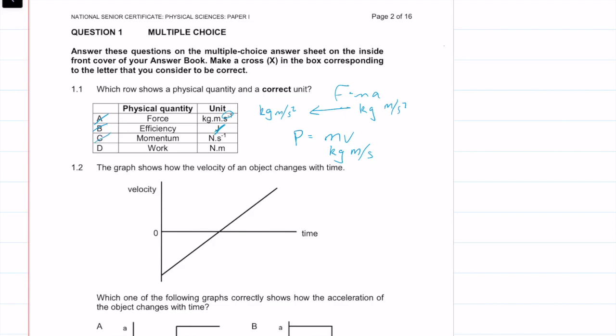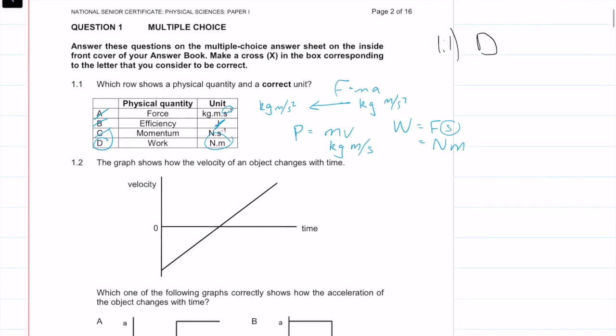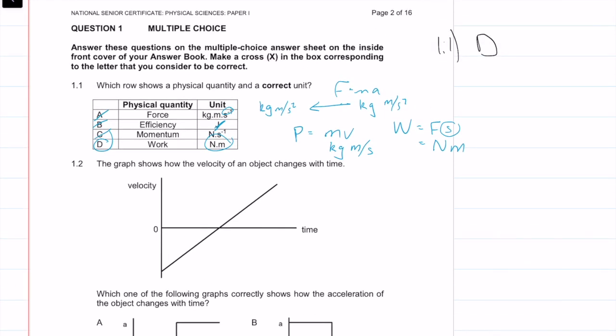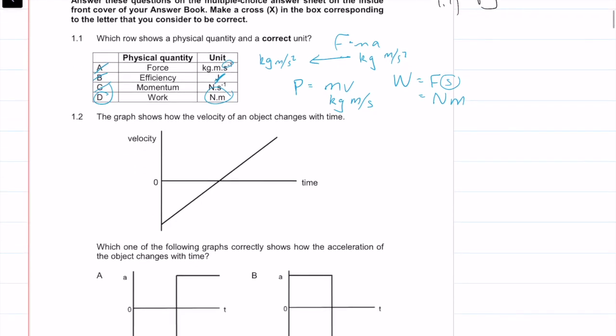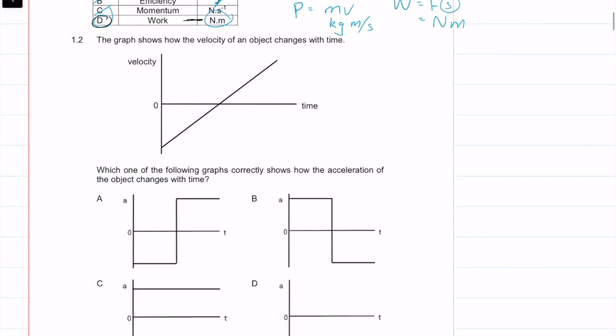And then work is joules, which is equal to a force times a displacement. A force has units of newtons, and a displacement has units of meters. So we have newton meters. So the answer to question 1.1 is D. Obviously I've taken a bit of time to make sure that all the other options are incorrect, but if you looked at the units very quickly and figured out that this is the correct answer, then it would have been simple.